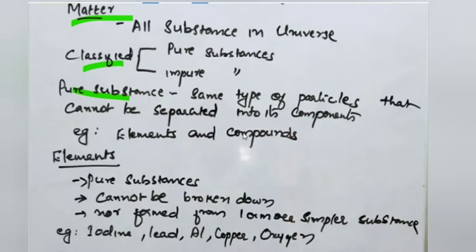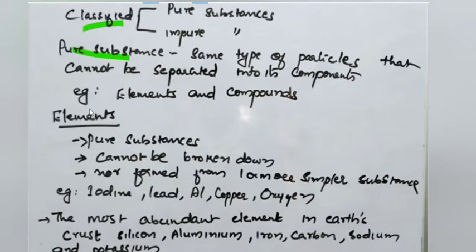What are the substances included in that? Elements and compounds. So in chemistry, we are dealing with words like atoms, elements, compounds, etc. So first we can talk about elements. Elements are also pure substances. Like matter, elements also contain what? Pure substance, which cannot be broken down.